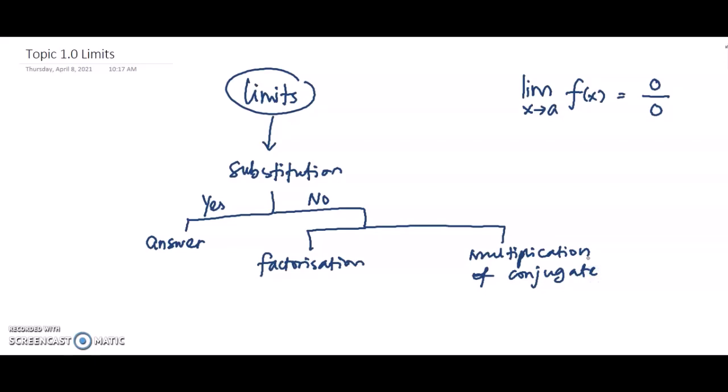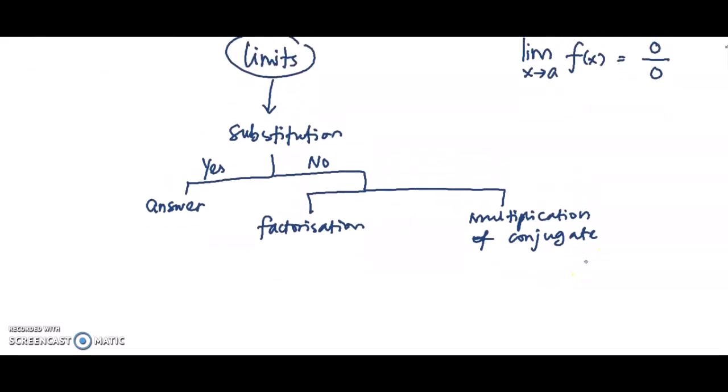When we talk about factorization, normally we deal with a rational function, where the numerator or denominator is a polynomial. We're going to factorize it. When we talk about multiplication of conjugate, we normally deal with the case where the function contains a surd. All right. After we have done factorization or multiplication of the conjugate, we simplify first.